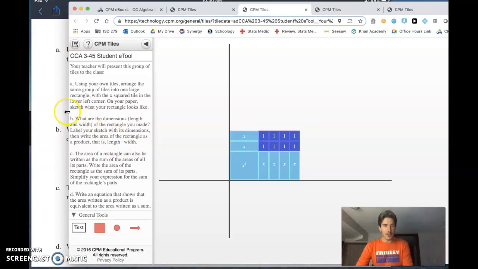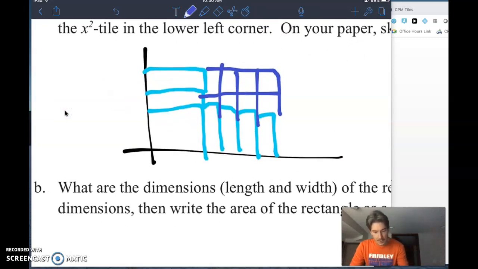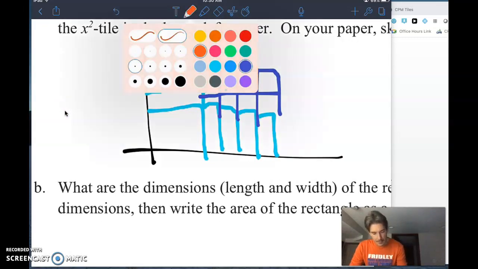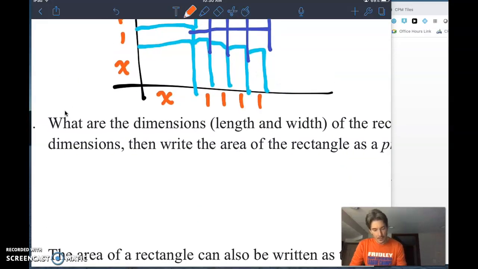And I'm going to write this on the picture I just made in A. So this thing right here is going to be x. This is 1, this is 1, this is 1, this is 1. This is x, and this is 1, and this is 1. So what are those dimensions? Well, it looks like I've got x and 1 and 1 and 1 and 1, which is a total of 4. And then the other dimension is x and 1 and 1, which is x and 2.